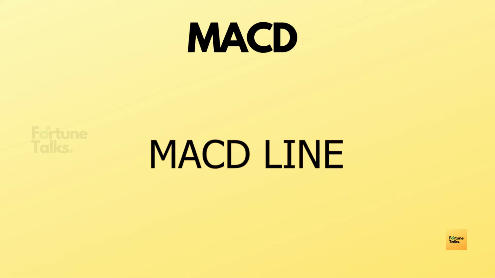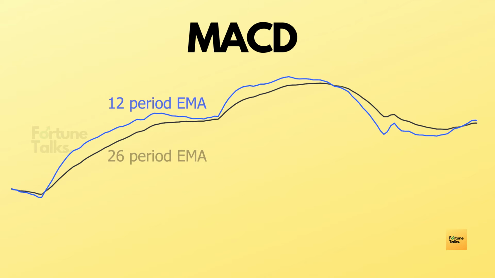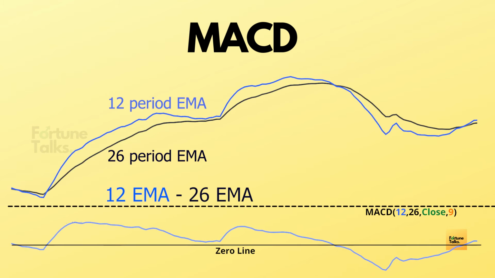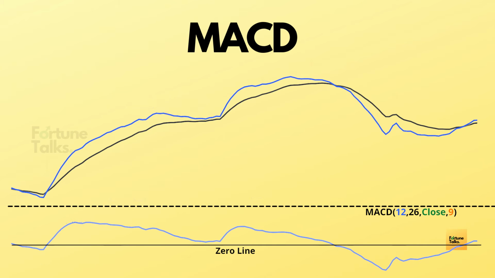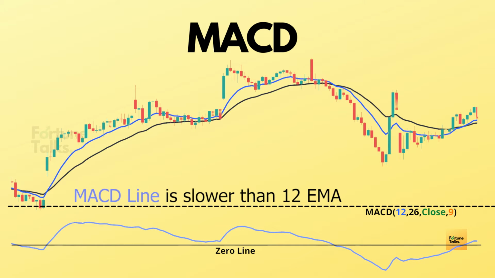Let's talk about the MACD line first. All you need to do is to take the value of a 12-period EMA, or a 12-period exponential moving average, and subtract that value against the 26-period exponential moving average. The result of this subtraction is your MACD line. You might have noticed that the MACD line was actually derived from two moving averages mentioned. So, the MACD line is also considered as the first derivative of moving averages. Therefore, the MACD line moves slower or lags behind the 12-period exponential moving average.